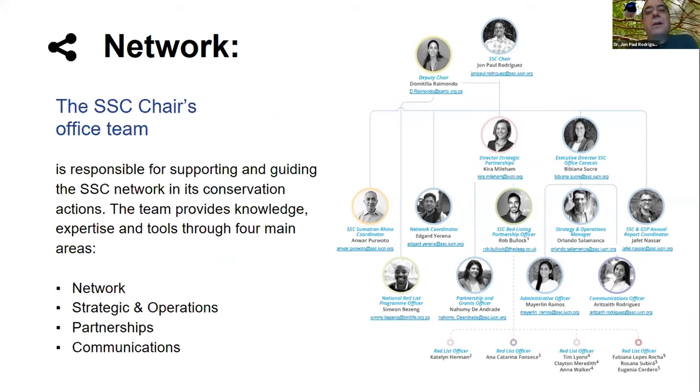Partnerships for us are key. Most of the work that we do is in collaboration with other organizations, and developing a strong partnership with you would be an absolute priority for us, finding ways that we can engage both at the level of the chair's office team, but also at the level of the network itself. So with this, I hope, well, I'm sure, that we're beginning a long, productive relationship for all of us.